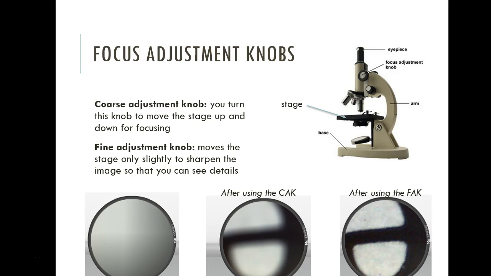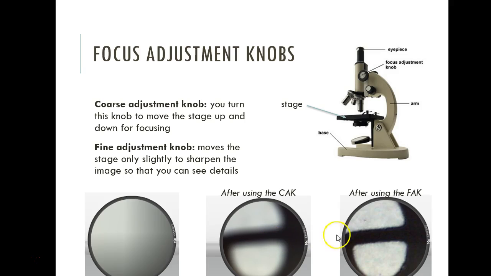So what you're first going to do is use the coarse adjustment knob. The coarse adjustment knob moves the stage up and down for focusing, and it moves it quite a bit. And so it helps you generally position the stage where you can actually see the object. But we can see here that the edges aren't very crisp.